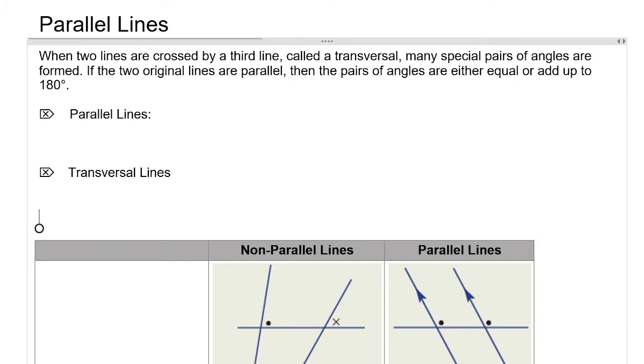Now, when we're dealing with parallel lines, we will often have a third line going across them that we call a transversal, and this creates a whole bunch of different types of angles that we use to prove whether things are parallel or not. So to get us started, we're going to do a couple of little dot points. Our first one is about the parallel lines themselves.